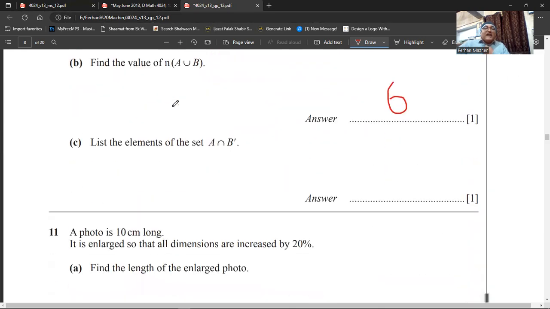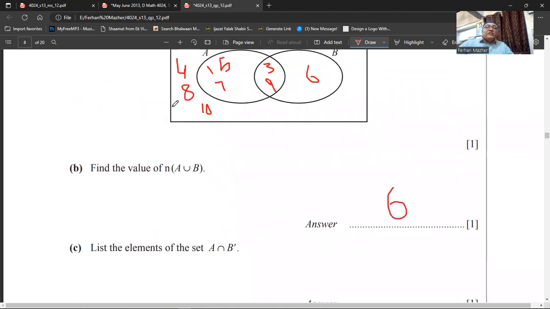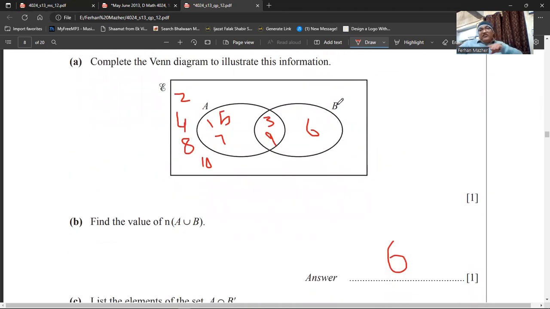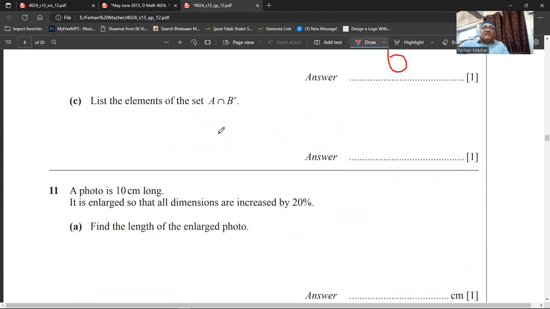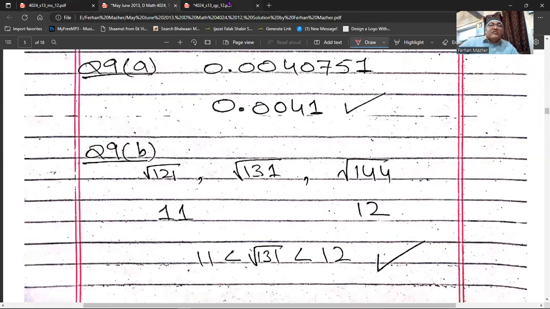Then we have, list the elements of the set A intersection B complement. B complement means you remain outside the B and common with the A. So what is that list? 1, 5, and 7. This is the list of those members. So let's check the answer. It will be 1, 5, and 7. So our answers are right.